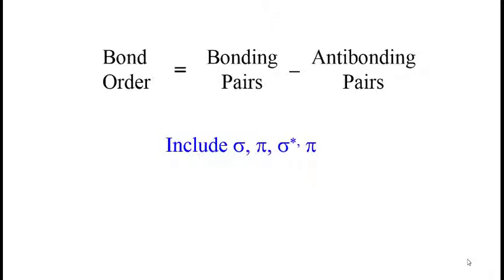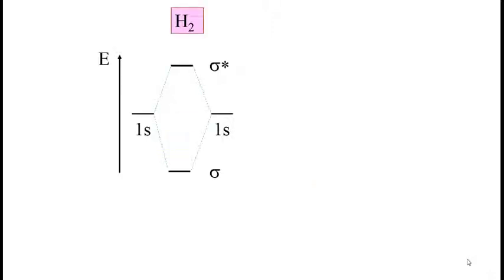We count pairs of electrons because it takes a shared pair of electrons to form a bond. We'll include sigma and pi bonding and antibonding electrons. In order to get bond orders, we first have to put electrons into our energy level diagram. Let's do this for the dihydrogen molecule and then for the proposed dihelium molecule.